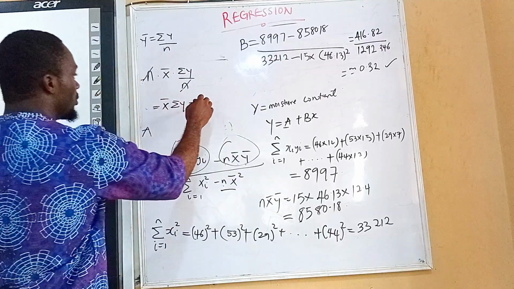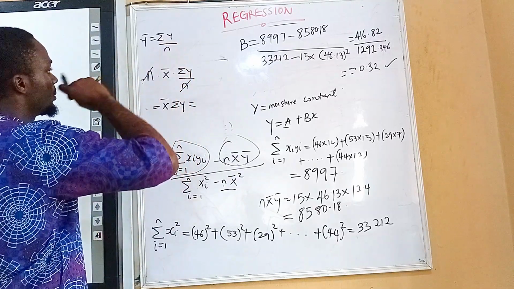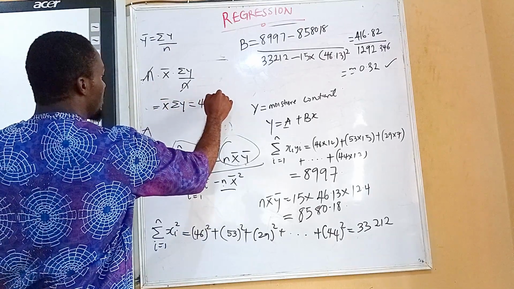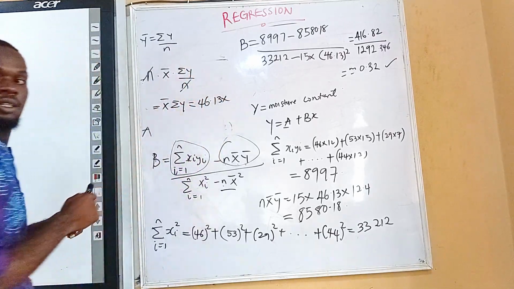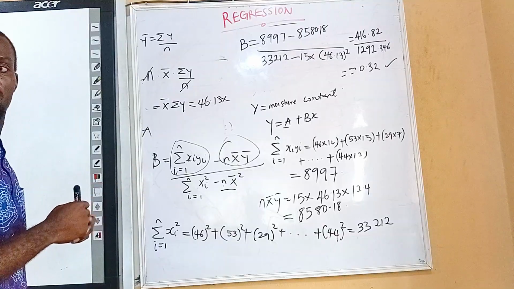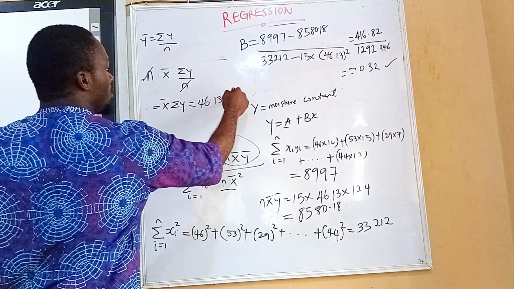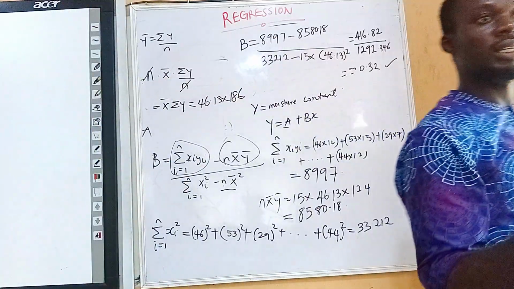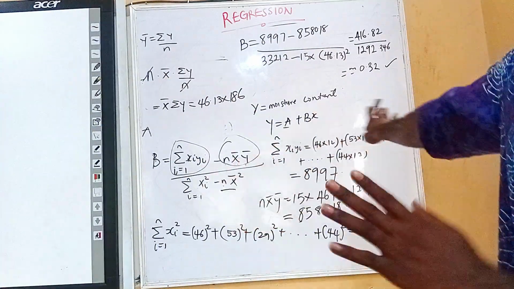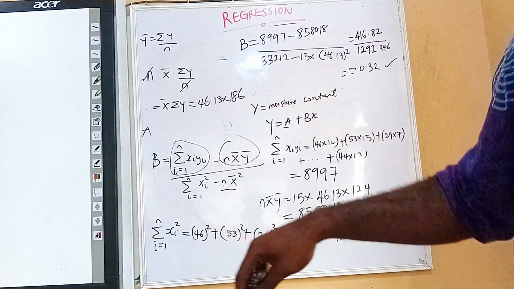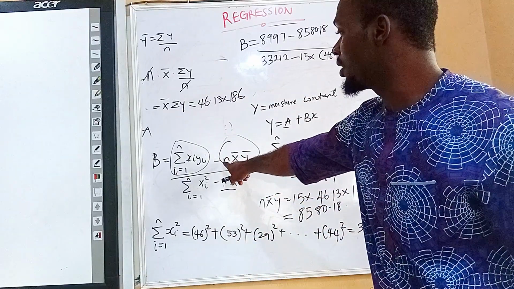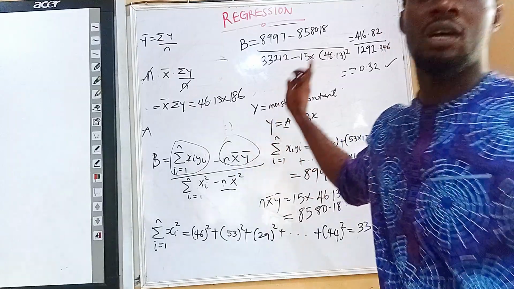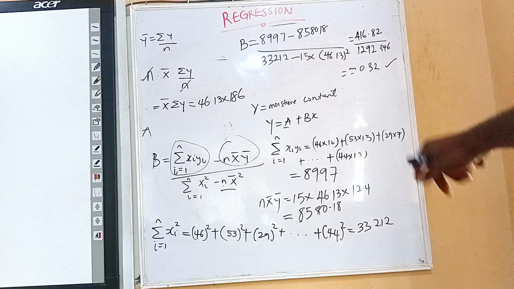So what's our s bar? 46.13. What's our summation of y? 186. So either way, you still get the same answer. This one is correct. In the material, they will not do 15 times 46, they did it like that. So either way, 15 is good.